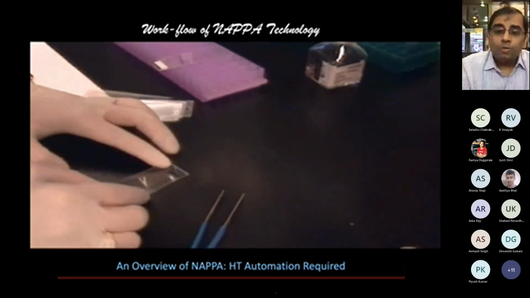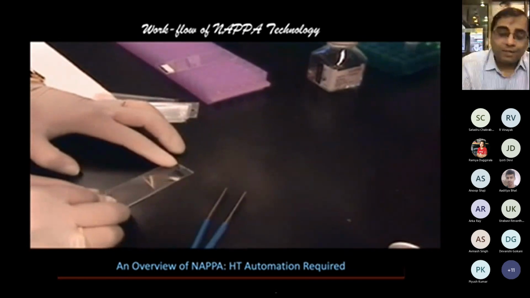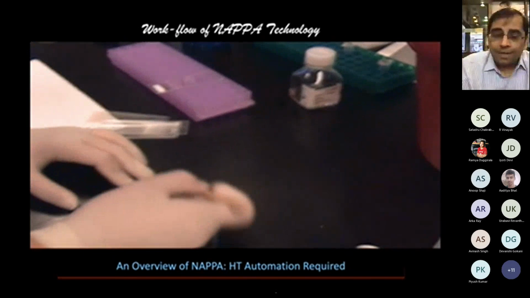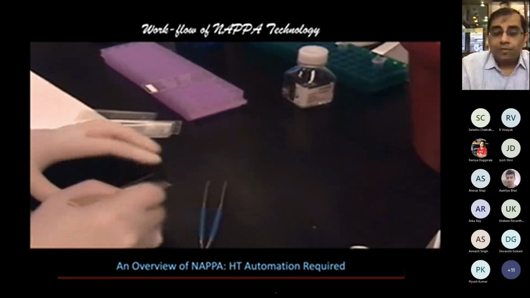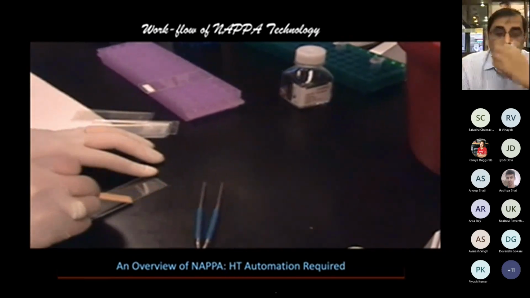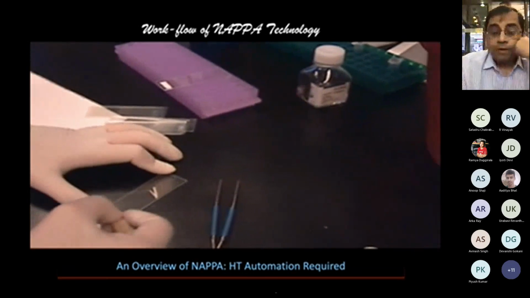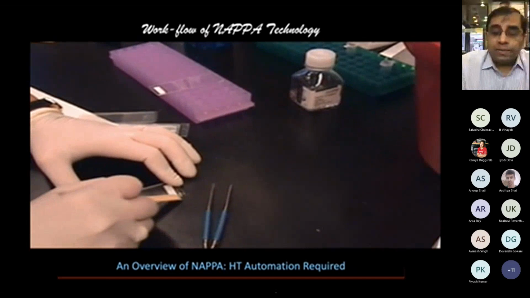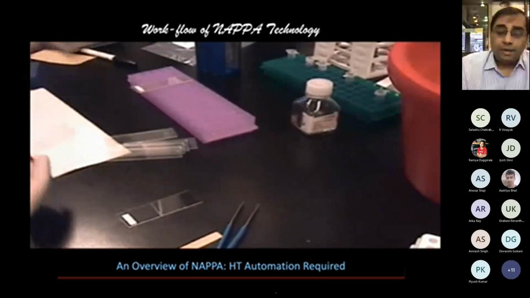And now you make your own homemade array, which is you have hundreds of arrays printed. You can do n number of samples and patients and screening. Now what you see is the practical way of doing this experiment. So this is the NAPPA assembly. Now we want to add the IVTT mix, in vitro transcription translation mix, you want to add on the array.